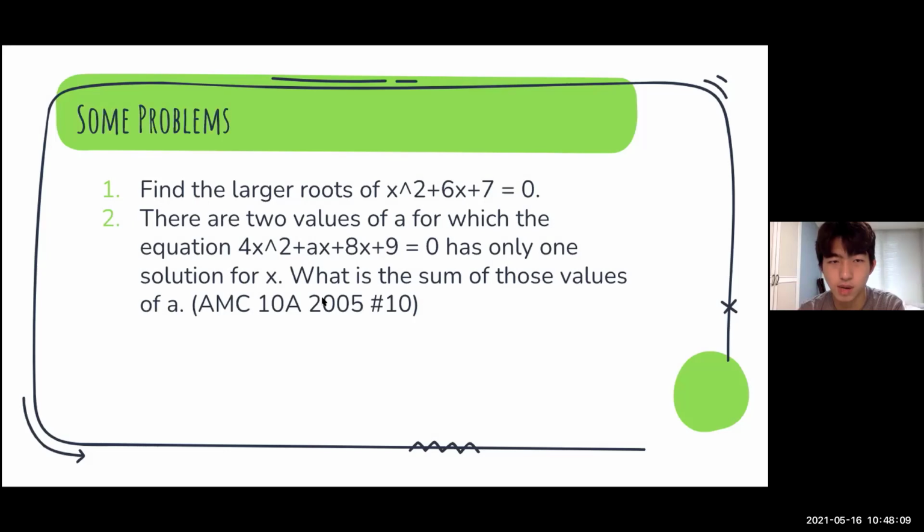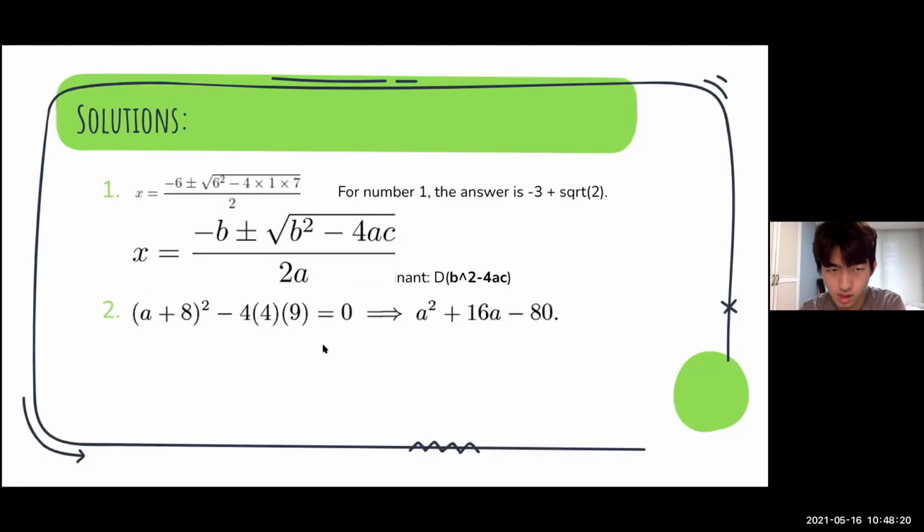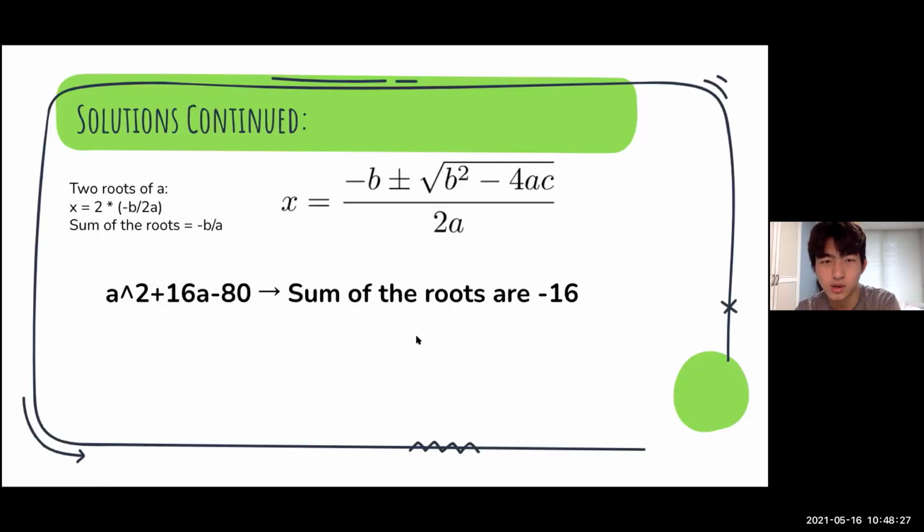When we look at the problem, it says that it only has one solution for x. So this makes the discriminant equal to 0. What I did here is a squared minus 16a minus 80 equals 0. Then I kind of implemented Vieta's theorem here, because the problem is asking for the sum of the roots. So the sum of the roots will equal minus 16.